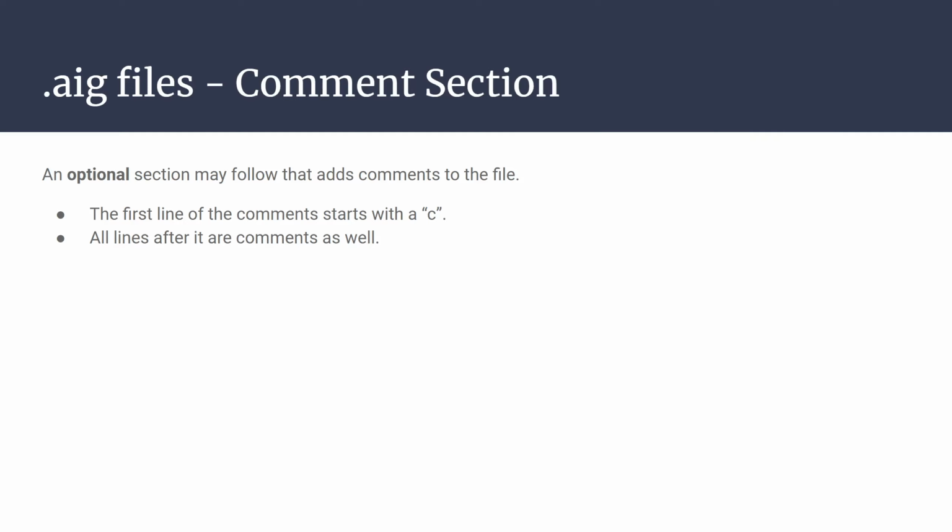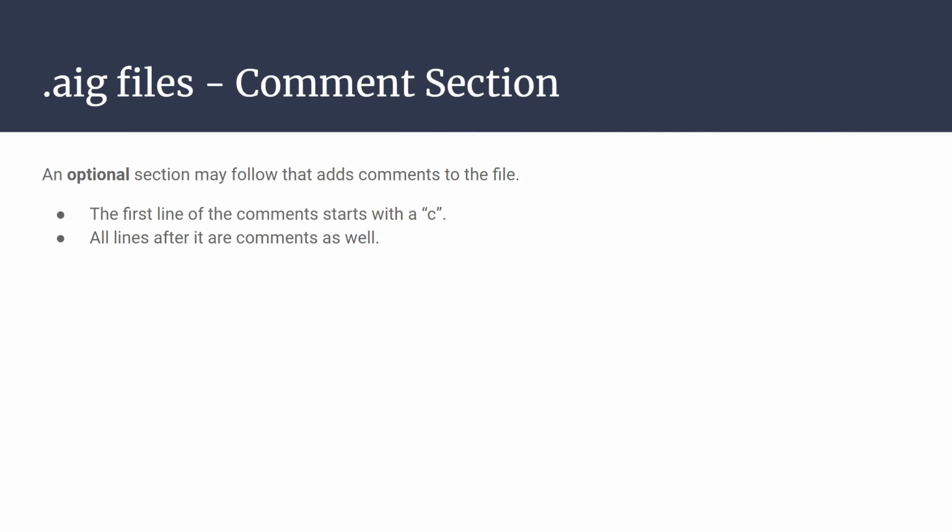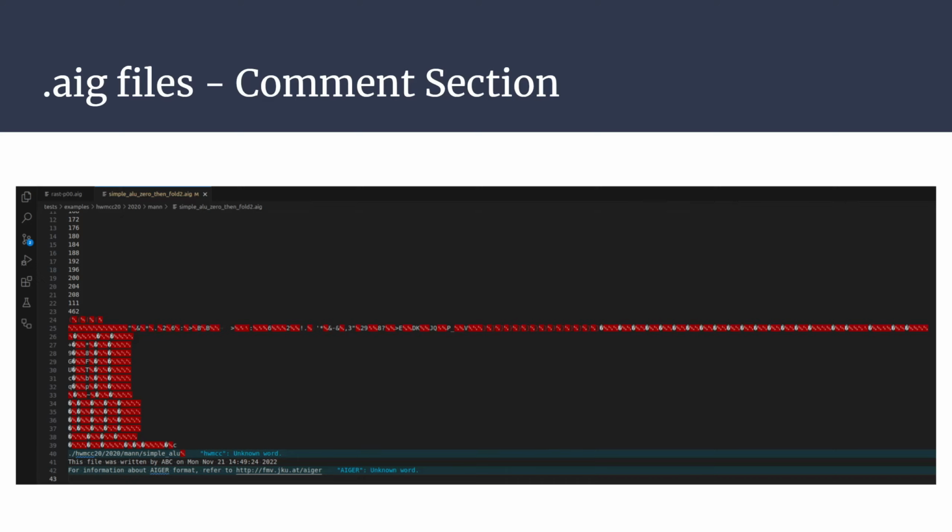It's very simple, and this is not really important for model checking. It's just neat to add to AIG files. Now, a comment section is just a simple section that you add to the end of the file. It starts with a C, and everything after the C is basically just whatever you want.